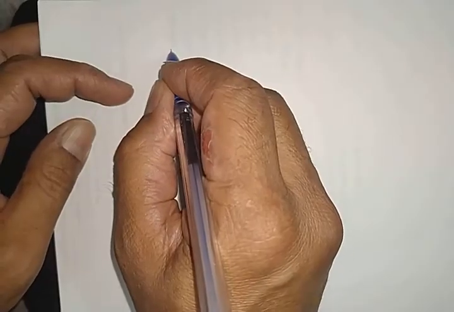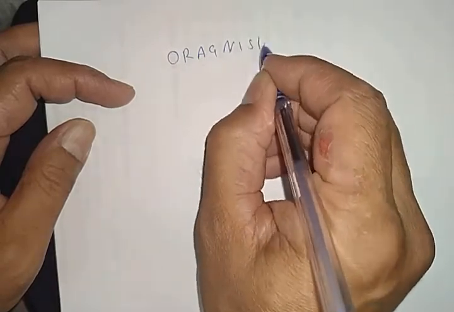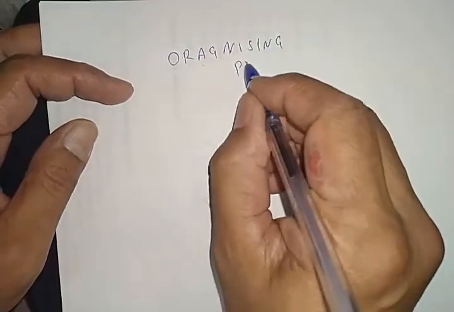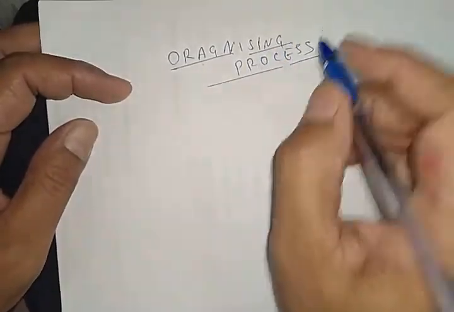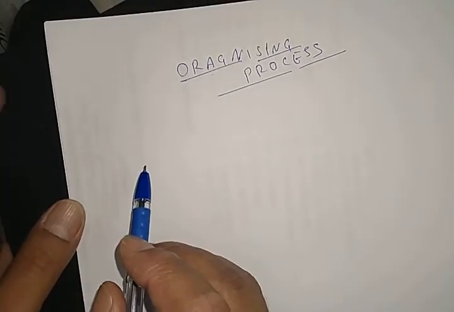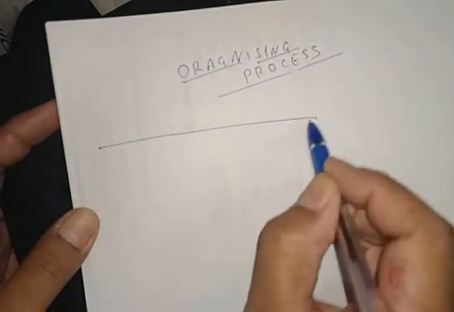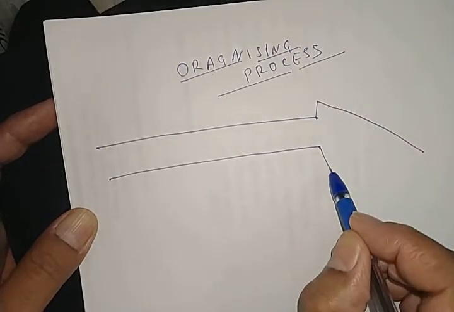Today in this video presentation we will understand the organizing process. What process do you have to follow while organizing? There are mainly five steps. If I tell you by a diagram, it comes like this.